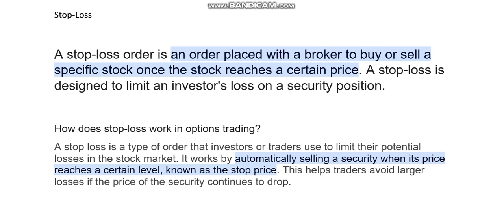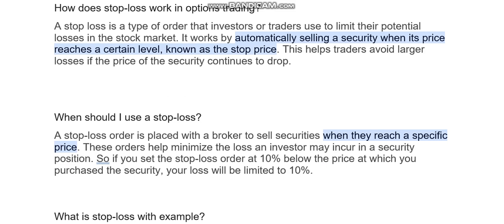How does stop loss work in options trading? A stop loss is a type of order that investors or traders use to limit their potential losses in the stock market. It works by automatically selling a security when its price reaches a certain level known as the stop price. This helps traders avoid larger losses if the price of the security continues to drop.